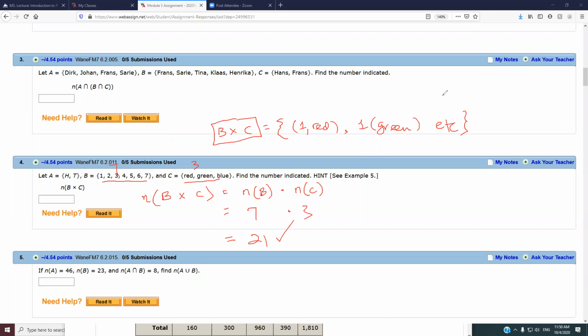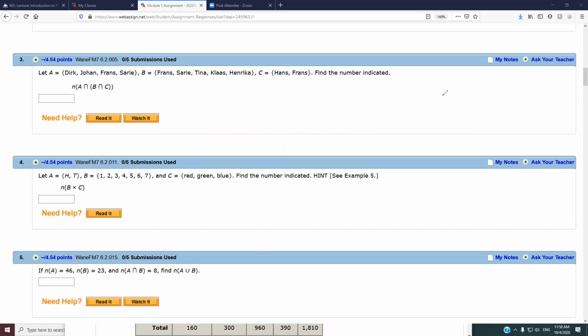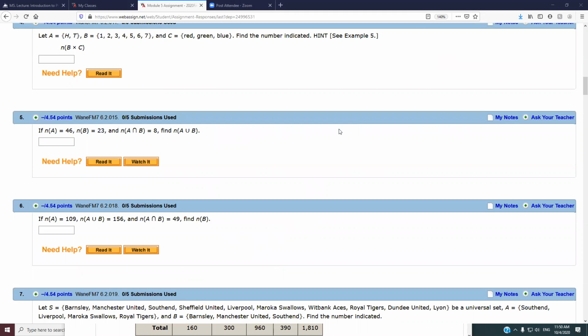All right, let's go and do a couple more. Let me come here to number 5. All right, well, number 5 is asking me to find the number of elements in A union B. Notice here on this one, I must use the formula because I don't know the actual makeup of these sets, right? They didn't tell me what set A is. They didn't tell me what set B is. All they told me is the number of elements.